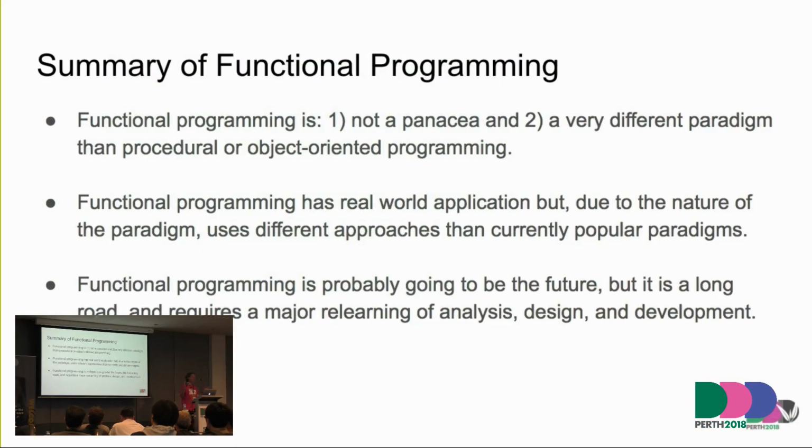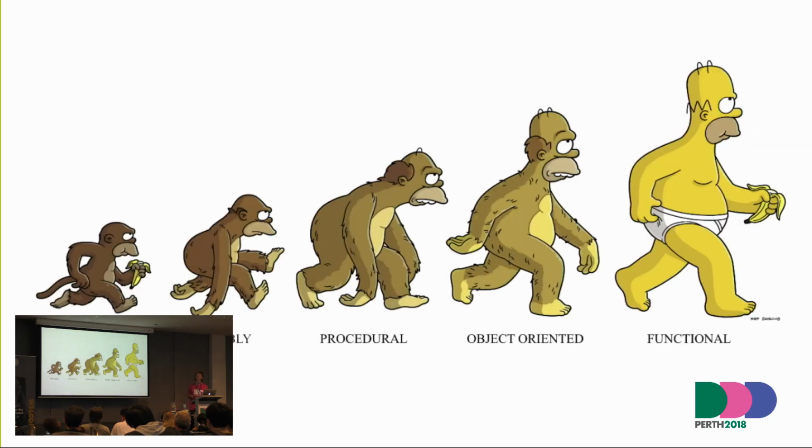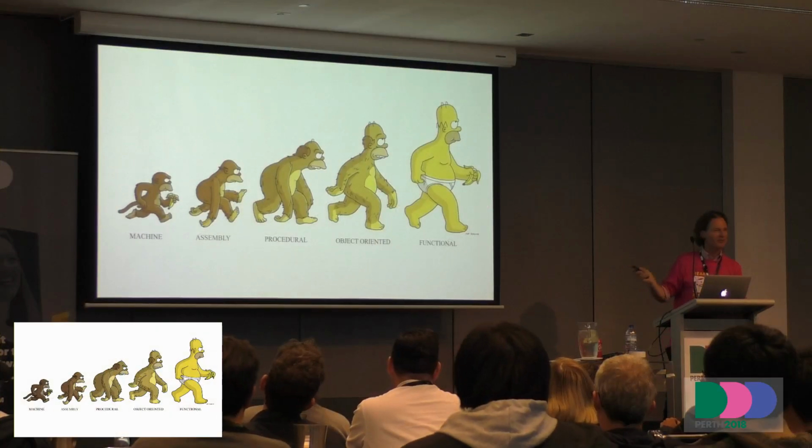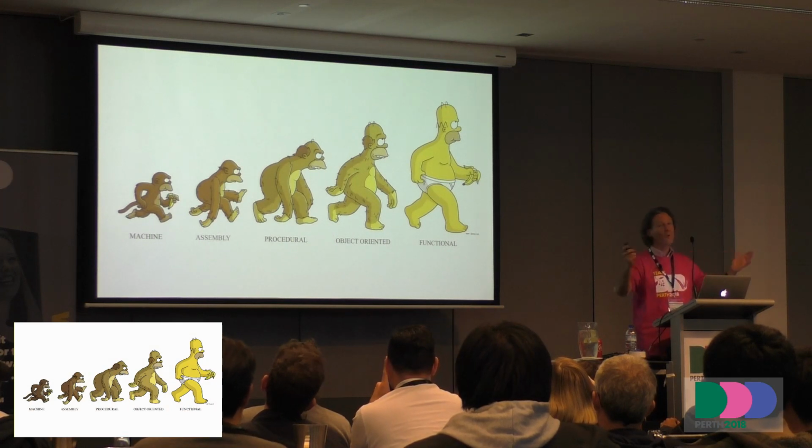Functional programming is not a panacea. It has its own problems and issues. We saw the complexity, the abstractions, the terminology. It's a very different paradigm than procedural or object-oriented, so it takes a while to learn these new paradigms. But it does have real-world applications, as I mentioned, using different approaches. It's probably going to be the future, but it probably will take us a while to get there. We're only at a very early stage in our programming skills. We're still just about Homer Simpson, and that's the functional approach. And there's a long way to go.